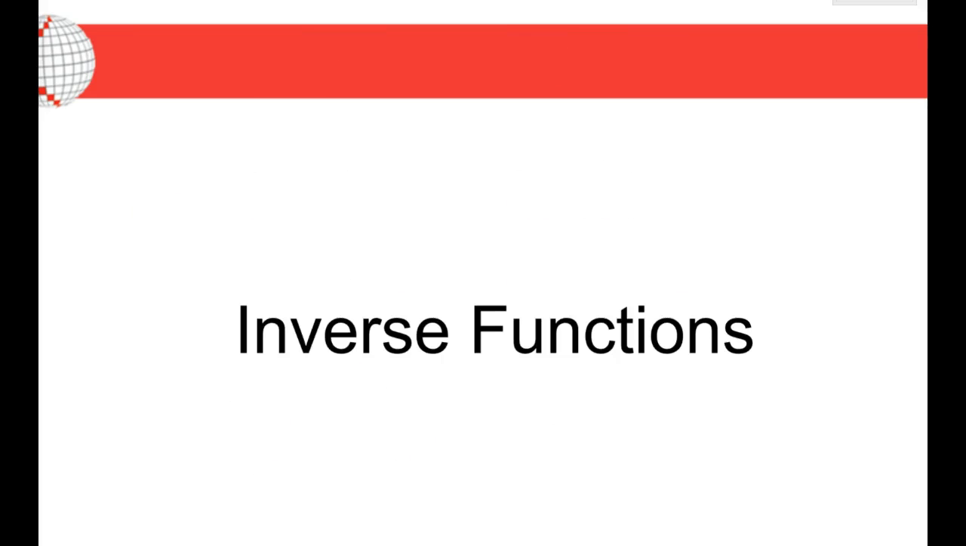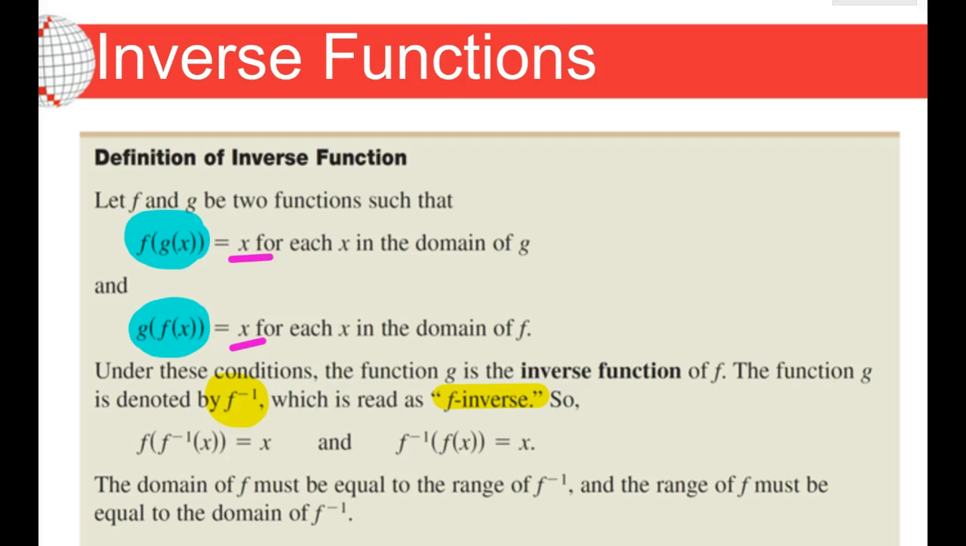Inverse function says replace your x's with y's and replace your y's with x's. So the inverse of the point 3 comma 4, which remember is your x and your y, the inverse of that would be 4 comma 3. Simple concept.